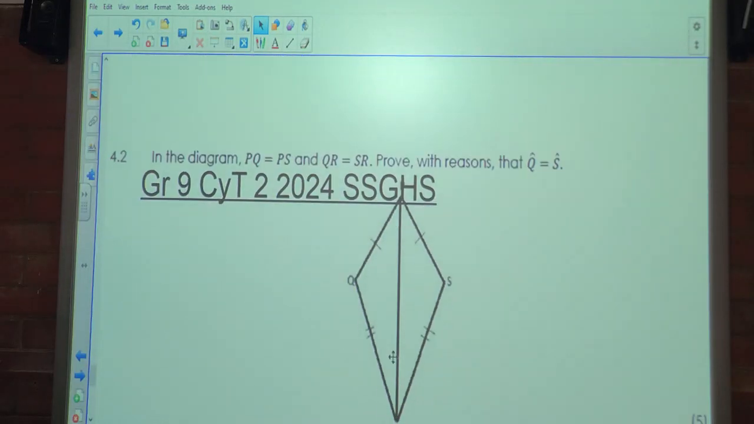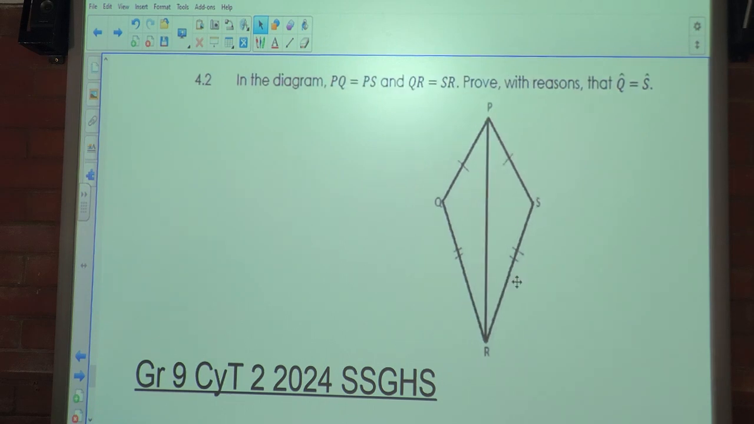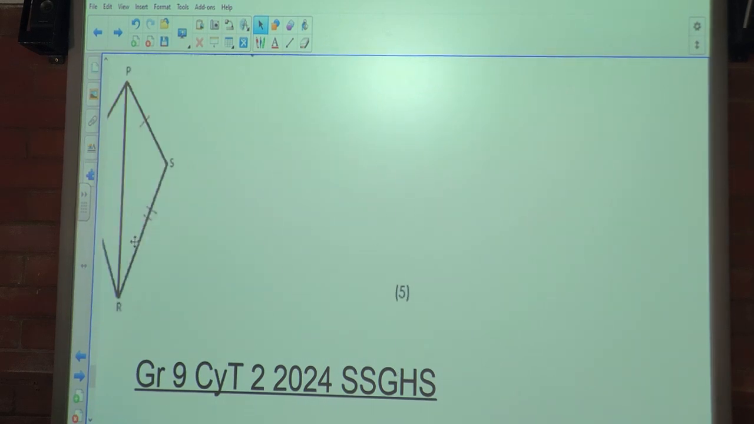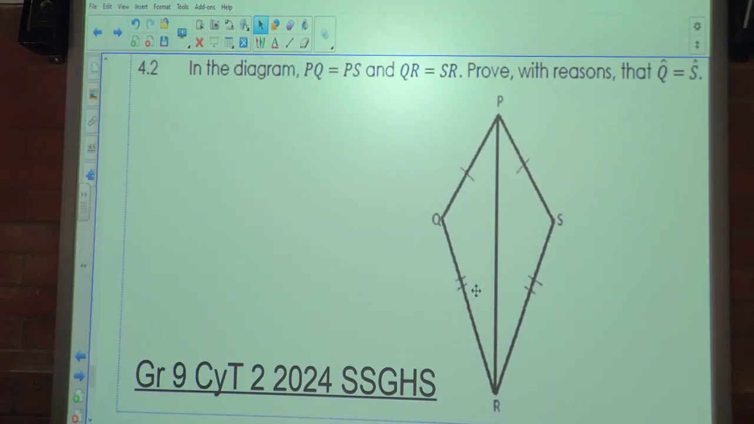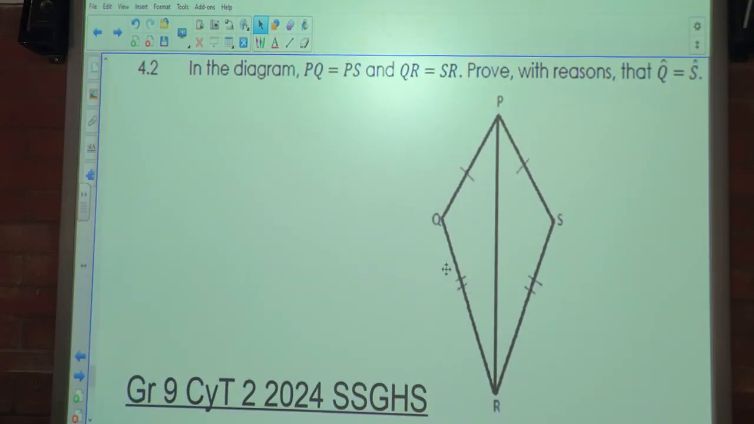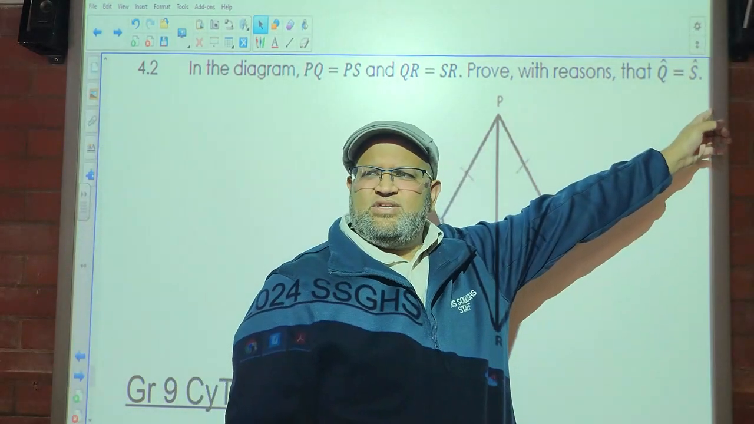Go to the next one. Here we are told in the diagram that PQ is equal to PS. QR is equal to SR. Prove with reason that angle Q is equal to angle S. We must prove that. We can't use that in our reason.